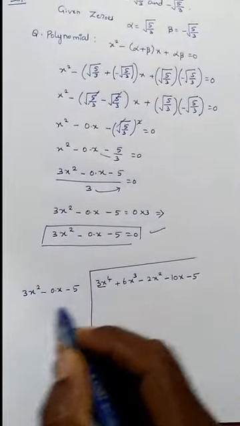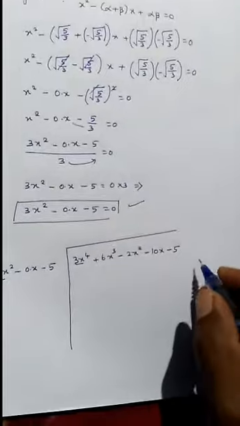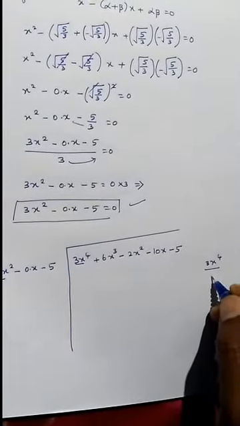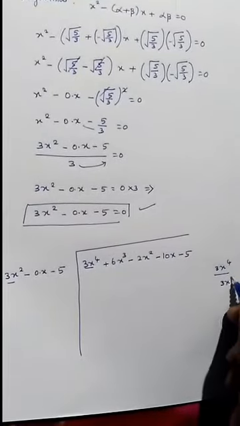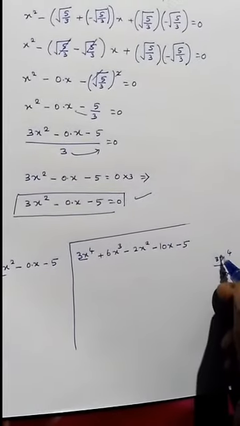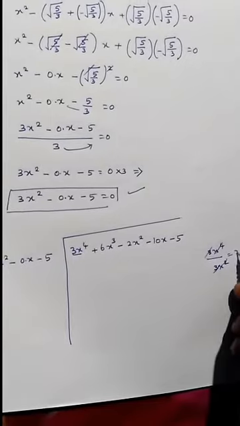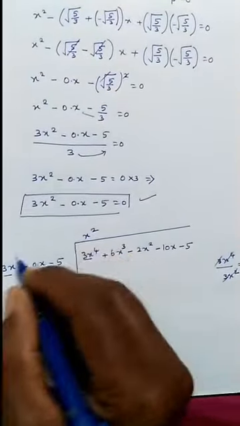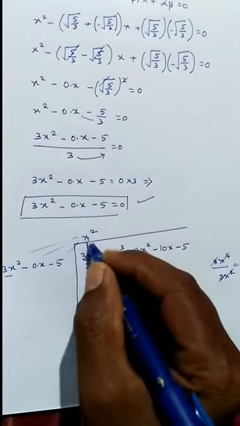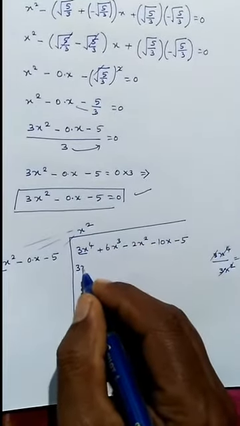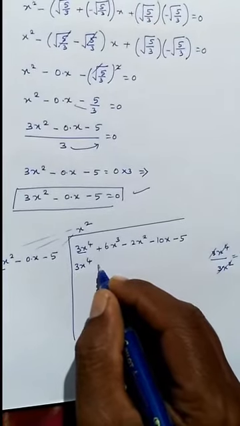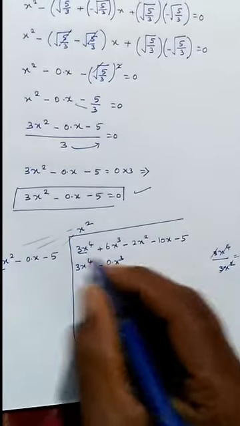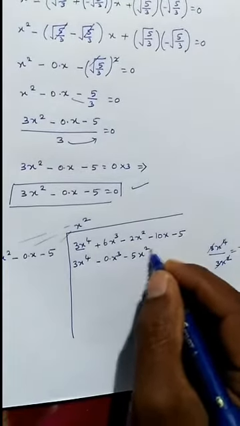Let's take this first term and this first term to select the first quotient. So 3x⁴ by 3x². Now 3 also cancels, x⁴ by x², remaining x². So x². Let's multiply with the first, second and third. So we'll get 3x⁴ − 0x³ − 5x².